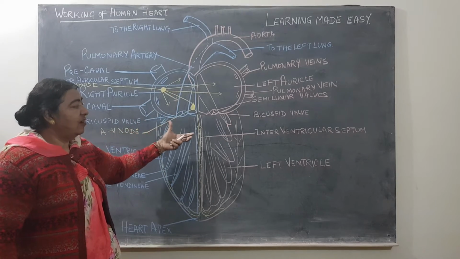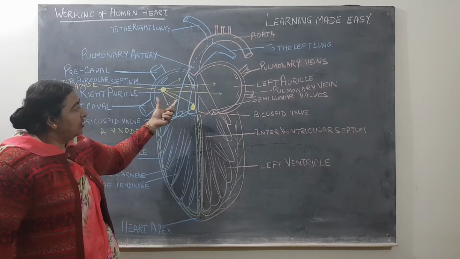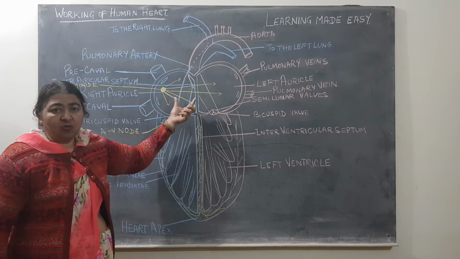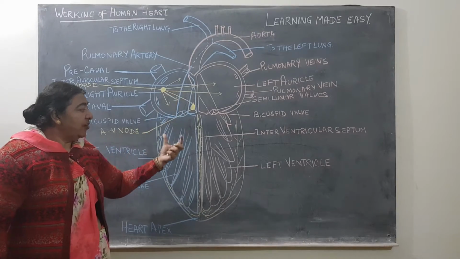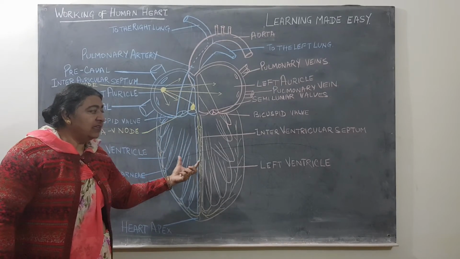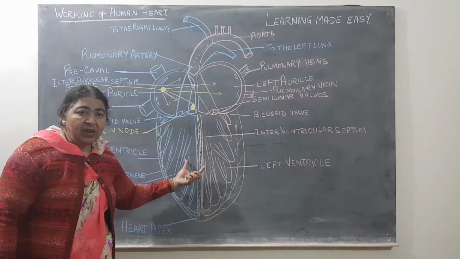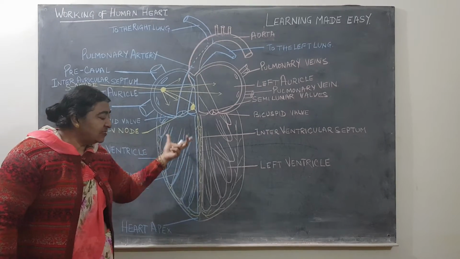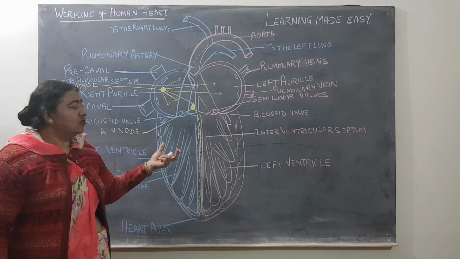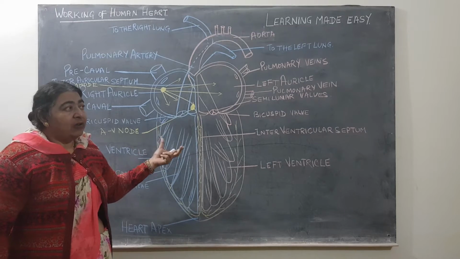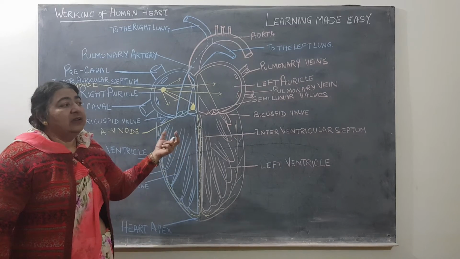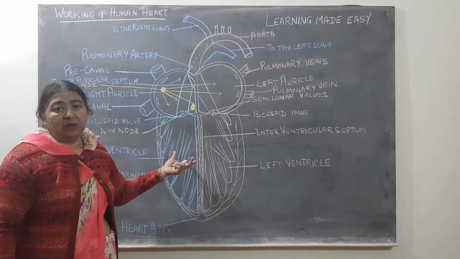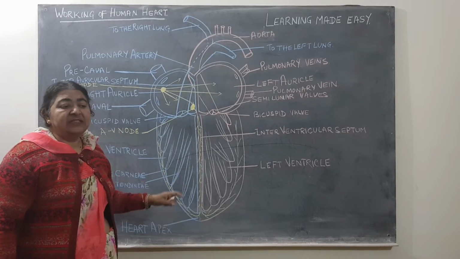contraction and relaxation. The contraction of the auricles is called auricular systole. The contraction of the ventricles is called ventricular systole, and the relaxation of the complete heart is called auricular ventricular diastole or cardiac diastole. This completes the heart cycle.